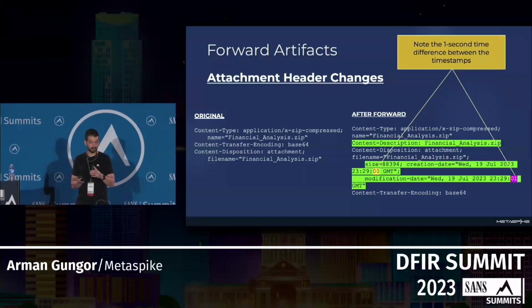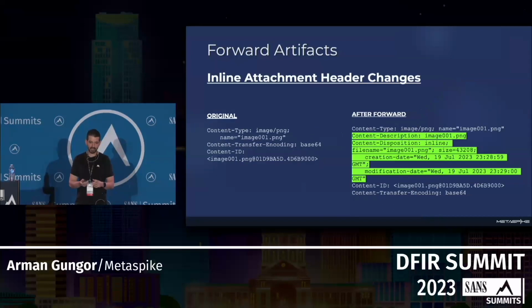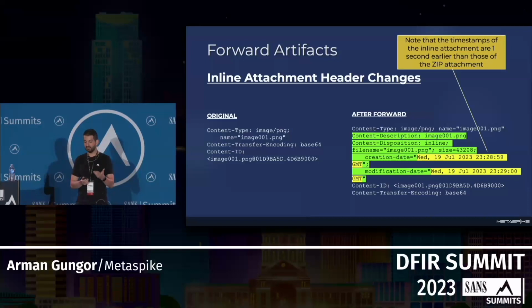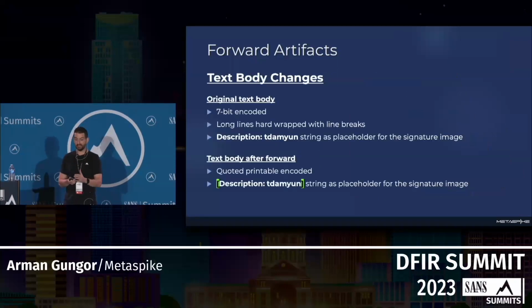When we look at the inline attachment, we see a similar situation here, some additional headers and some additional parameters. And again, we see some timestamps there. And again, same situation here. The timestamps reflect the time of forward and not necessarily the timing of that zip file. And notably, these timestamps are 1 second lagging compared to the timestamps we looked at before.